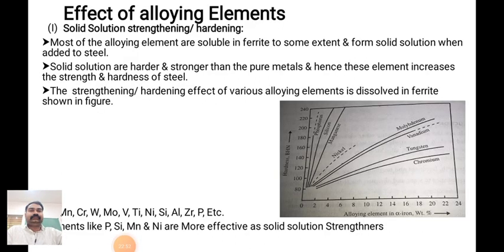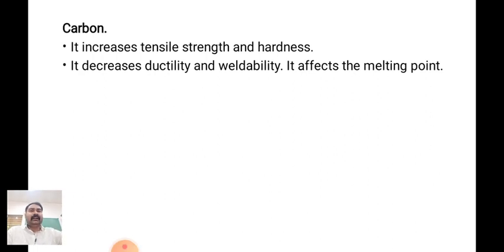Then carbon. Okay, the next alloying element is carbon. It increases the tensile strength and hardness, it decreases ductility and weldability, and it affects the melting point. In the second unit, when we studied the carbon equilibrium diagram, at that time I gave you the complete introduction of carbon. Carbon is an organic material, and in organic chemistry we have studied carbon very well. The valency of carbon is 4.